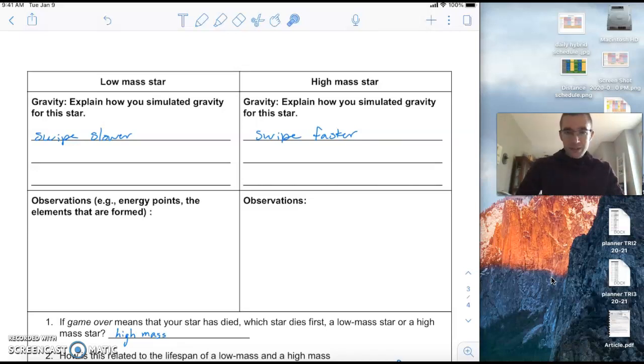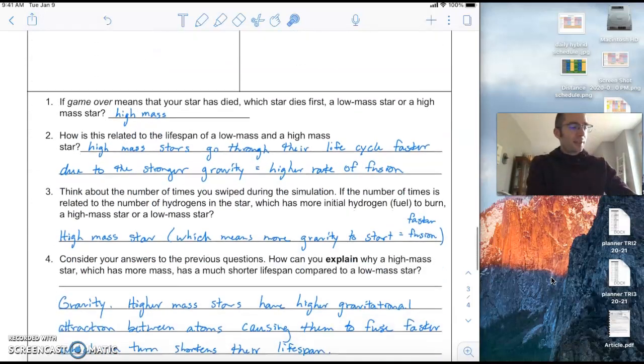And then for my high mass star, when I was just swiping crazy fast everywhere, what actually happened is I didn't get to 90 seconds. I got to a minute. Okay, so there was 30 seconds left. I had 260 energy points, and my star ran out of fuel. It died. Okay, and I think I was able to form elements a little bit bigger than magnesium. Okay, so quite a big difference there between the mass and how it's represented and what it does to these stars. All right, so let's kind of make sense of this.